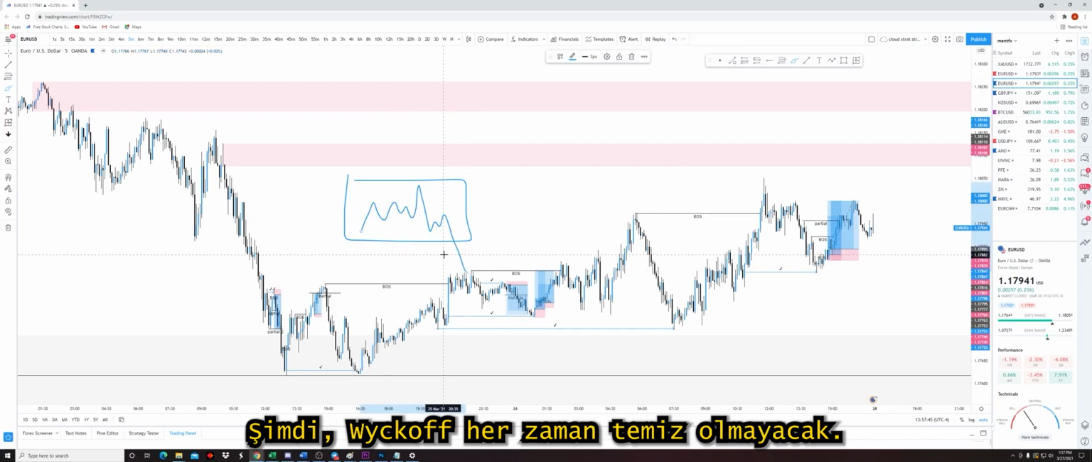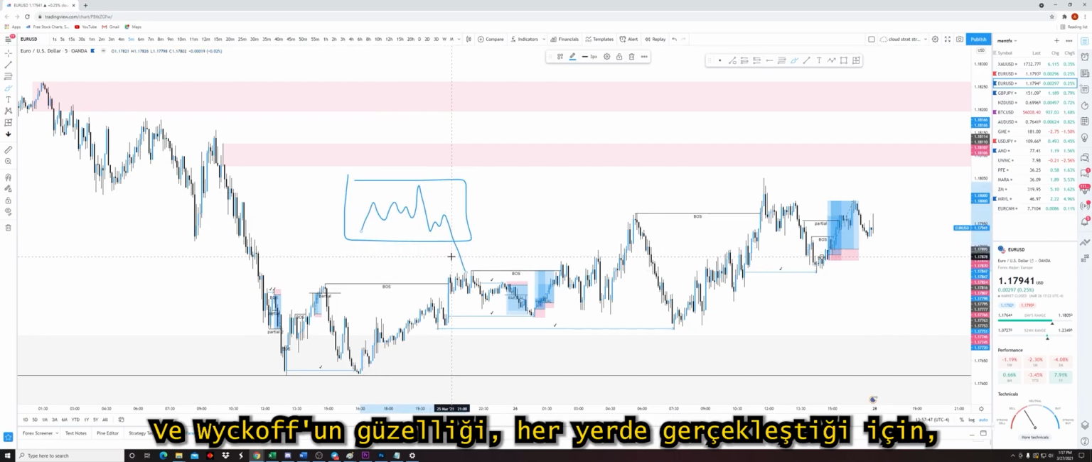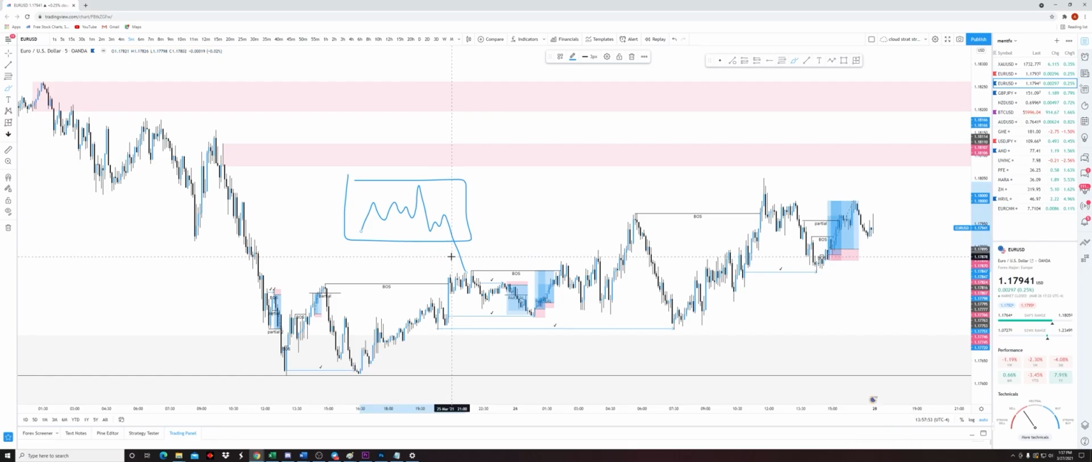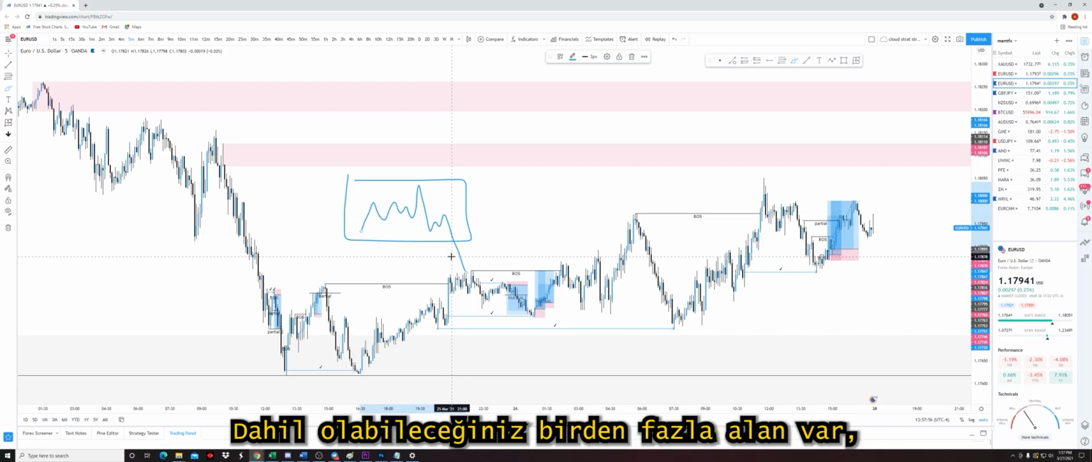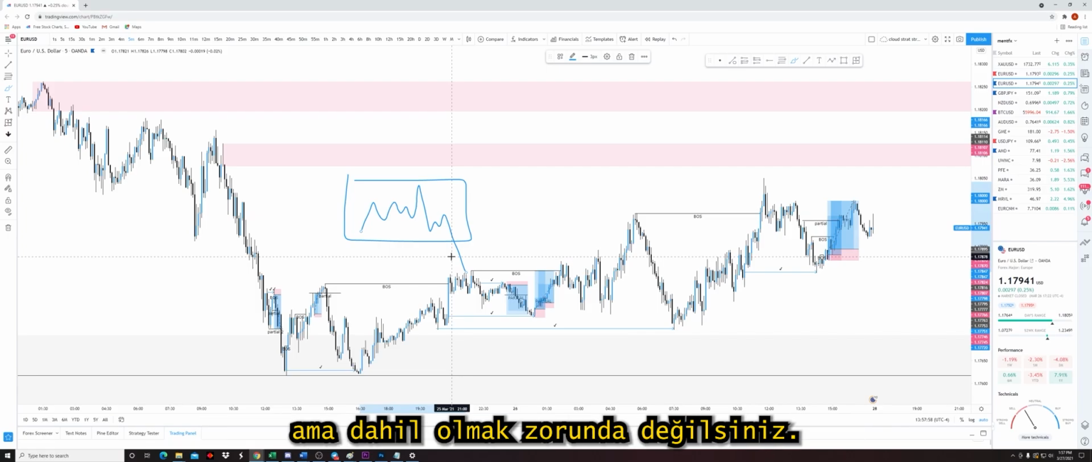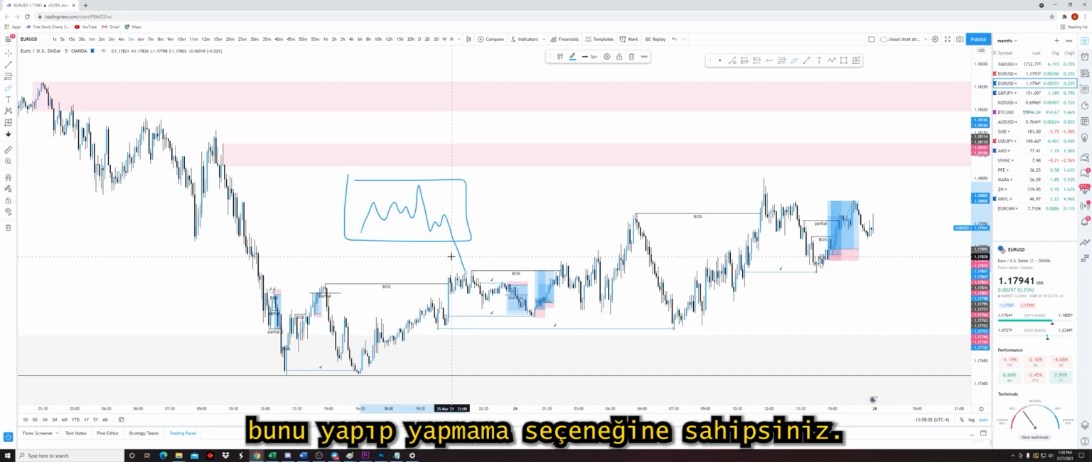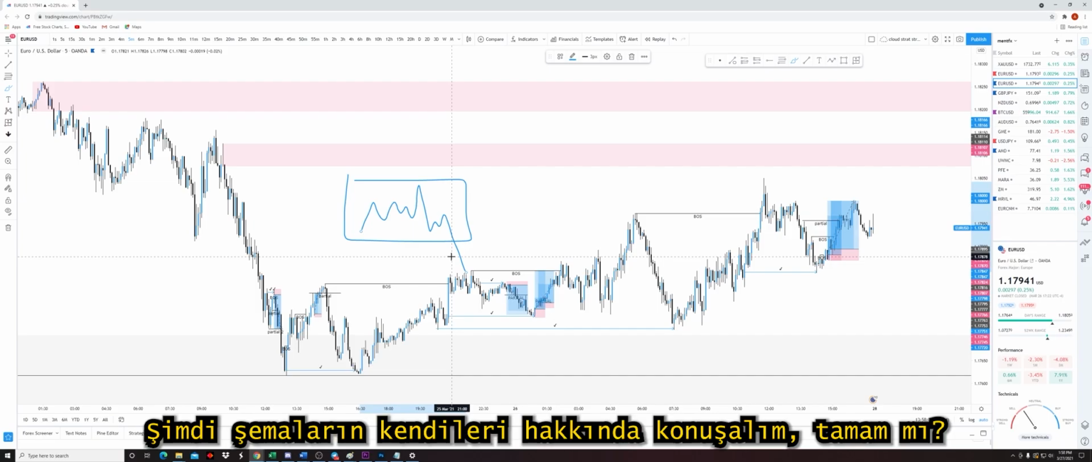Now, Wyckoff is not always going to be clean. And the beauty of Wyckoff is that because it happens everywhere, you have the choice of whether a Wyckoff schematic is worthwhile of your entry or not worthwhile, right? That's the beauty of understanding this way of trading. You have multiple areas where you can get involved, but you don't have to get involved. And because you can get involved in any area, you have the choice to do so or not.